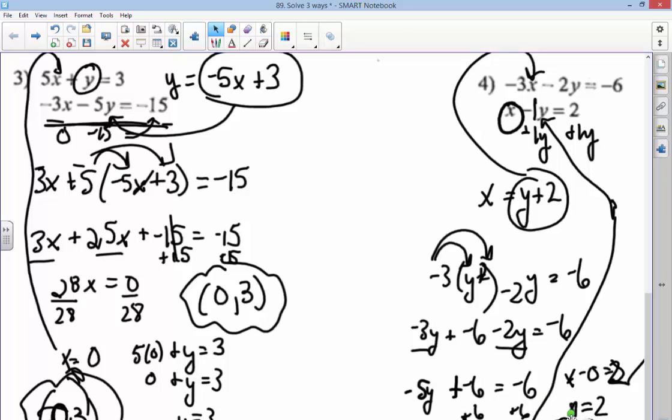Since I plugged it into the bottom, I'm now going to plug it into this top and make sure it works. So negative 3 times 2 is negative 6. 2 times 0 is 0, and so negative 6 does equal negative 6, so you are positive that that is correct.